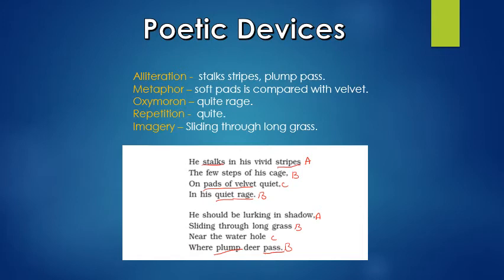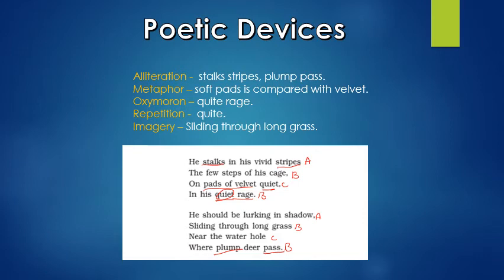So what do you mean by oxymoron? The use of words with contradictory meanings coming together is called oxymoron. Here the person who is angry will not be quiet, right? So quiet and rage are contradictory words which come together. So this is oxymoron. And next, repetition. And here quiet is given, and another quiet is given. So this is repetition, used twice repeatedly.